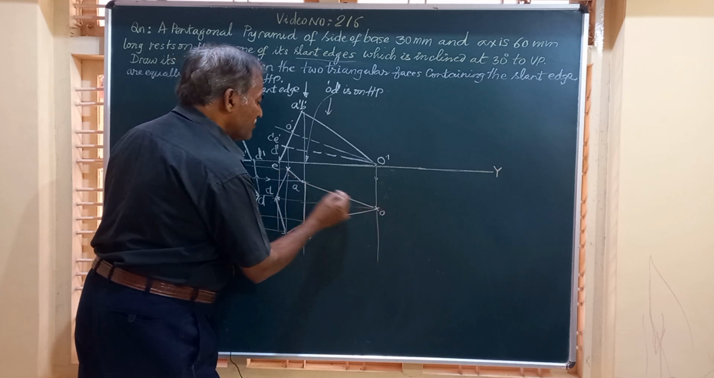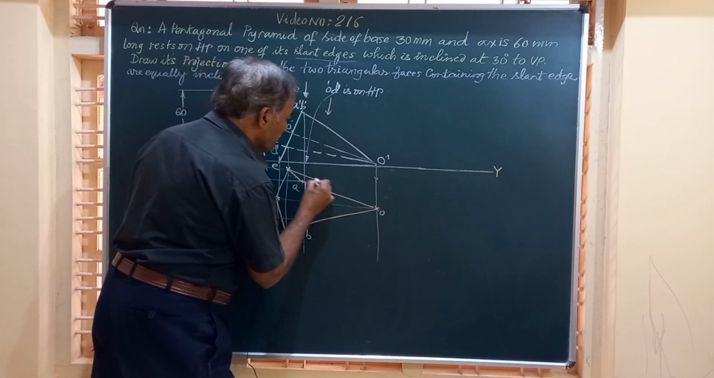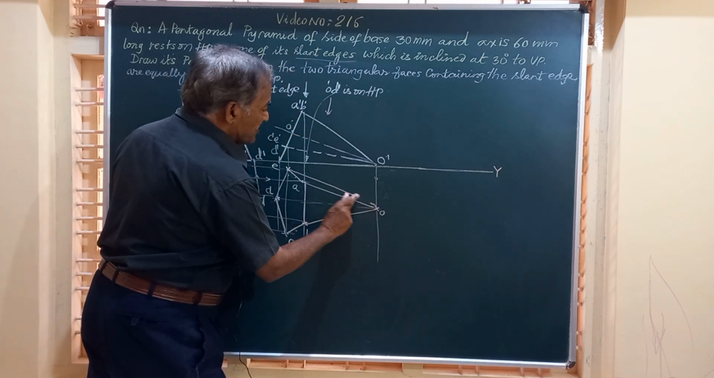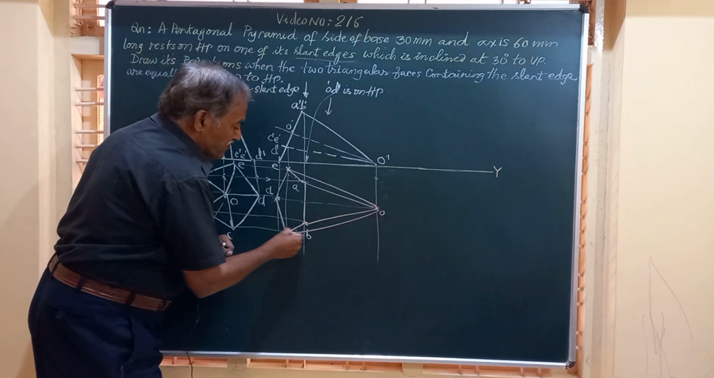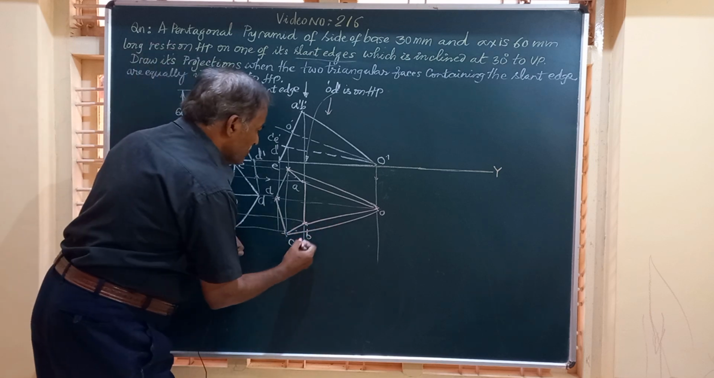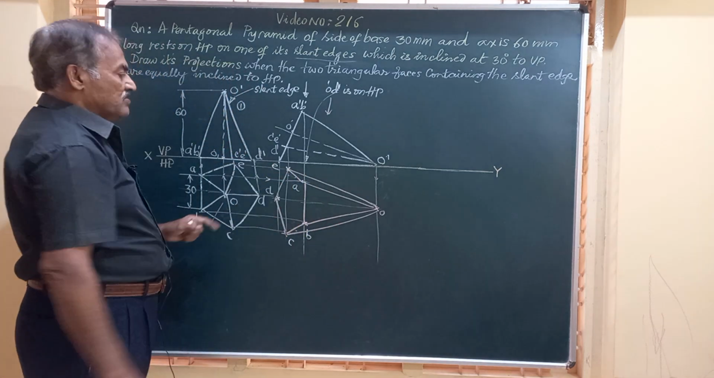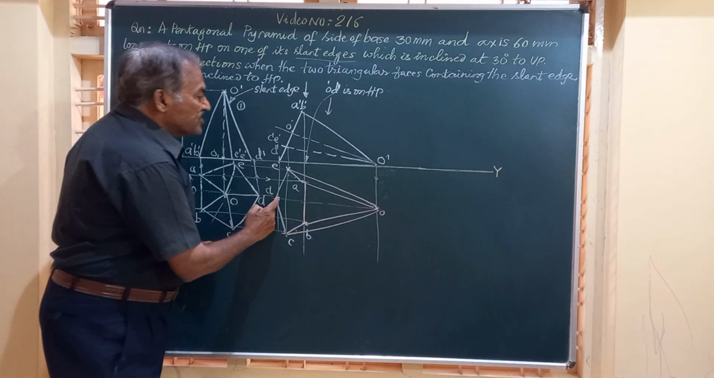Then O to E, the border is also full line. O to E is also visible. And then we have got O to C, that is also visible. So we have got all the 4 we have got. We have to get this D.